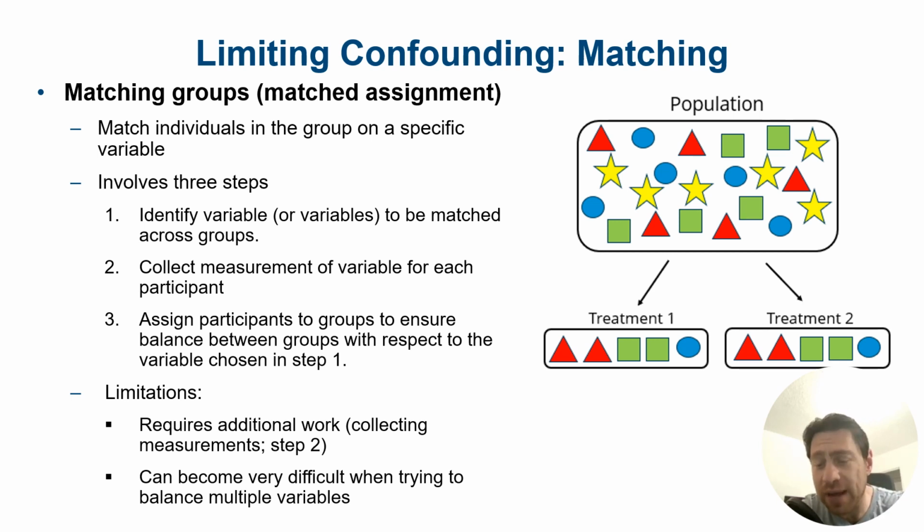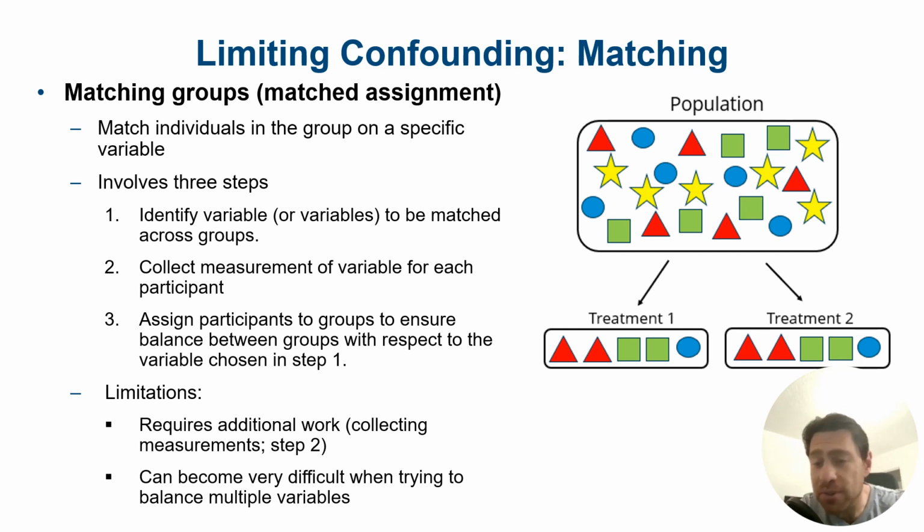1, you identify the variable or variables that you want to match. 2, you have to collect those measurements. So if it's IQ, for example, then you have to collect the IQ scores of people in your sample. And 3, then you assign people to conditions to ensure balance across that variable between your conditions.